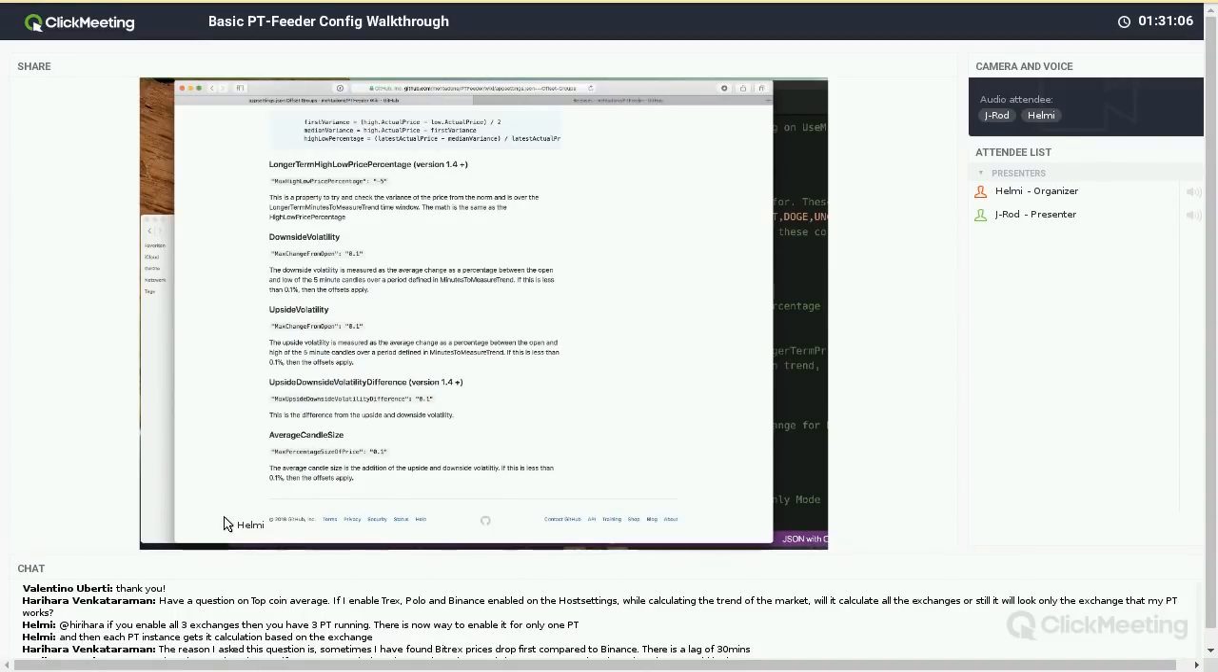I haven't used upside volatility and upside-downside volatility difference a lot, but I definitely have used average candle size. So upside volatility is basically something you just talked about, Jared, isn't it? Yep, it's essentially the wicks. So you have the OHLC data, so it's the number between the high and the open, I believe.